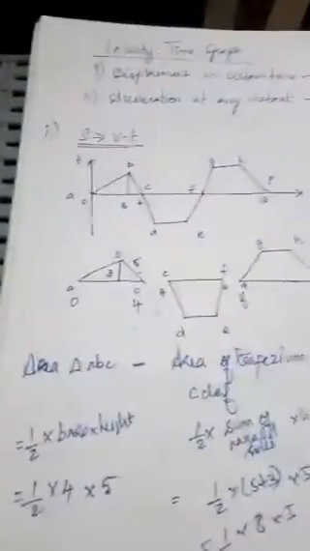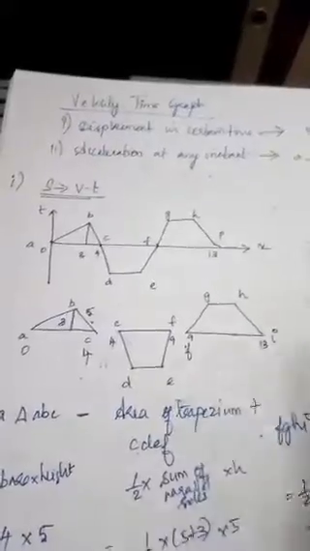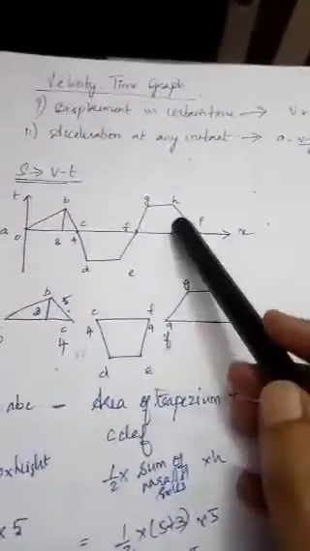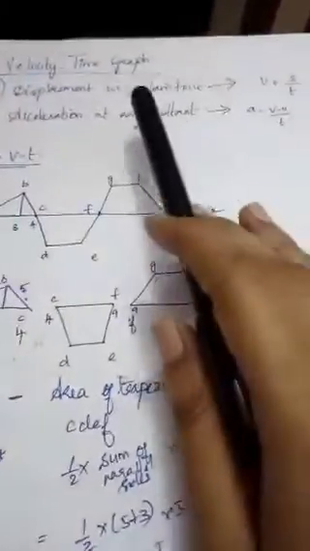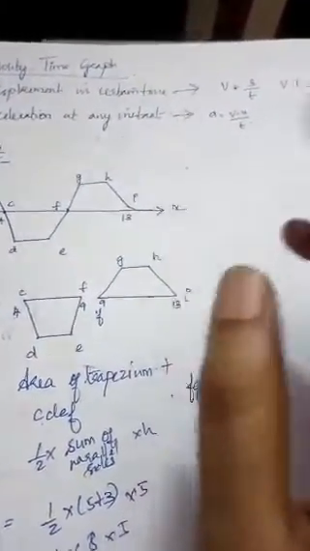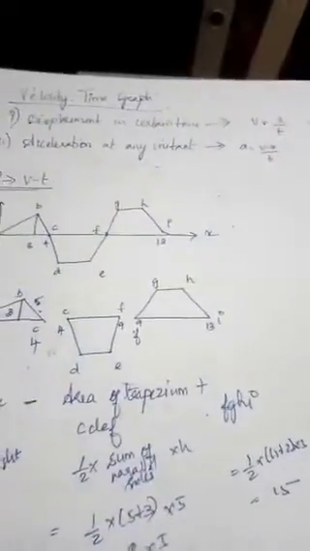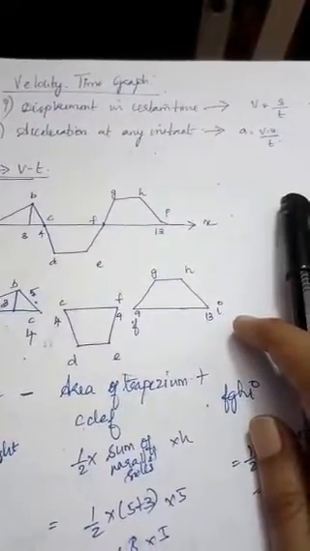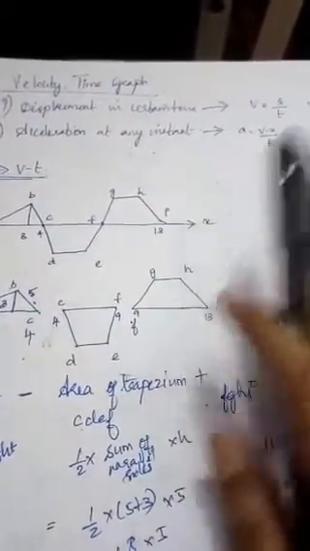9th standard, our next topic is on velocity time graph. In our previous topic, we were looking at the displacement time graph. Now we will see the velocity time graph. It is basically plotting the velocity on the y-axis and time on the x-axis. That is how we do this. It will work just like your displacement time graph.